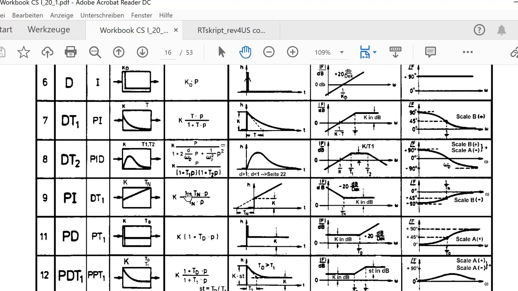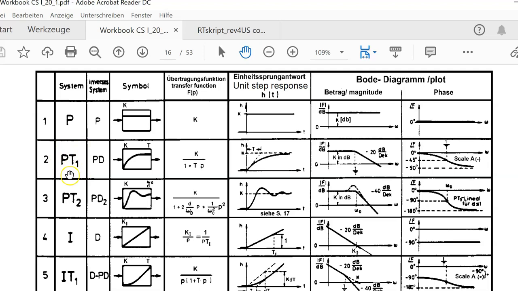bit deeper. Here you can find a standard name used in control systems, a standard symbol used, the transfer function, step response, unit step response, and Bode plot, magnitude and phase curve. This information is good to have on paper. In the lecture, just make a printout of this page and then look anytime if you want to know some details about these blocks. This page has the most important information collected together.